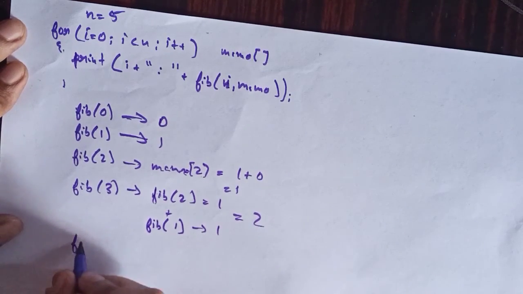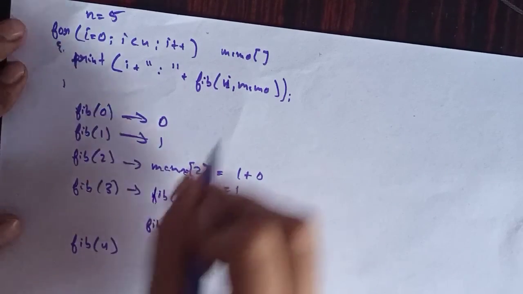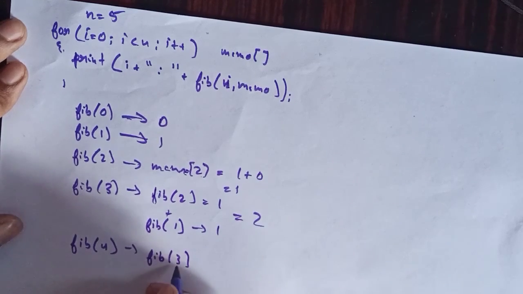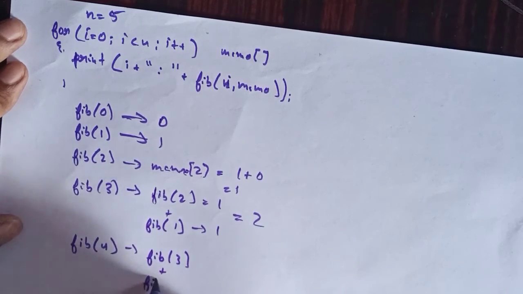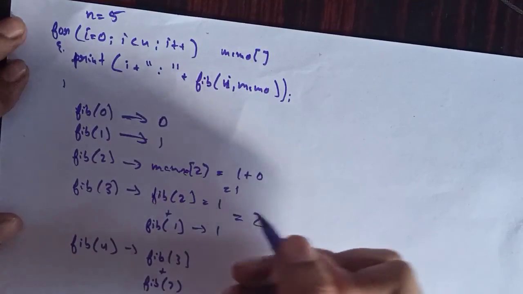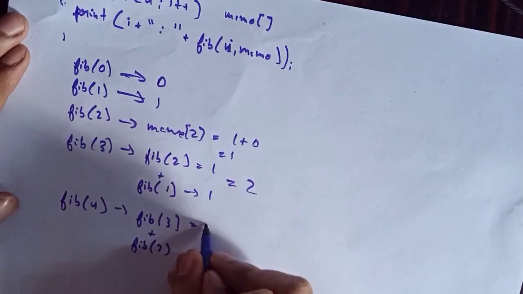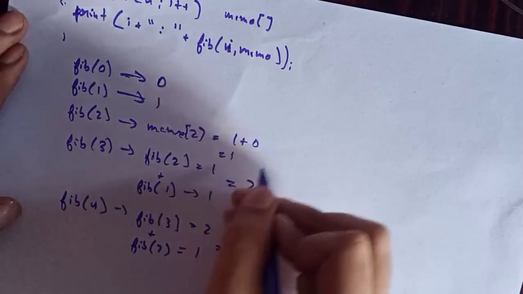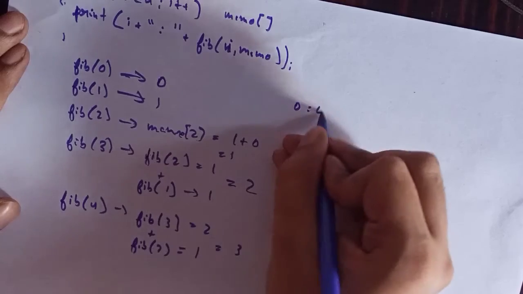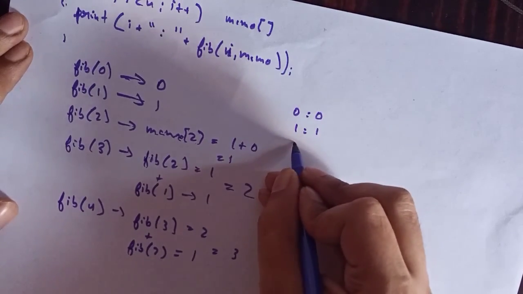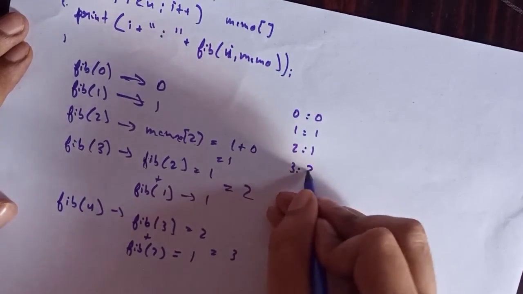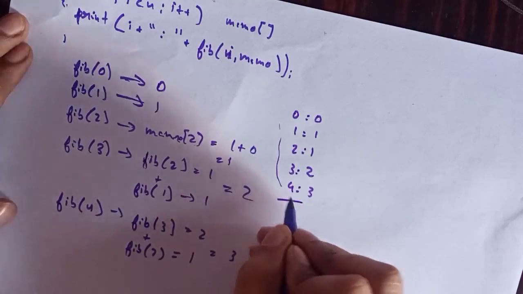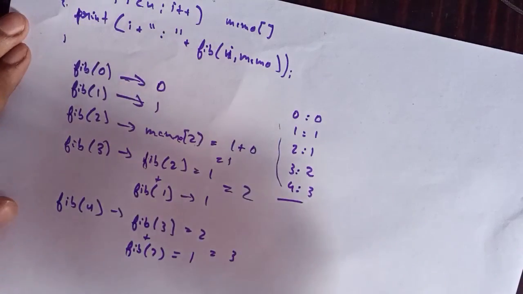Now we have fib of 4, which is our final value. What do we get for this? Fib of 3, which is n minus 1, plus n minus 2, fib of 2. We have both of our values previously stored in memoization, so we get 2 from here, we get 1 from here, which is equal to 3. And in this way, the output that we get is: for 0 we get 0, for 1 we get 1, for 2 we get 1, for 3 we get 2, and for 4 we get 3. 5 values are printed. Now what is the runtime complexity of this program?